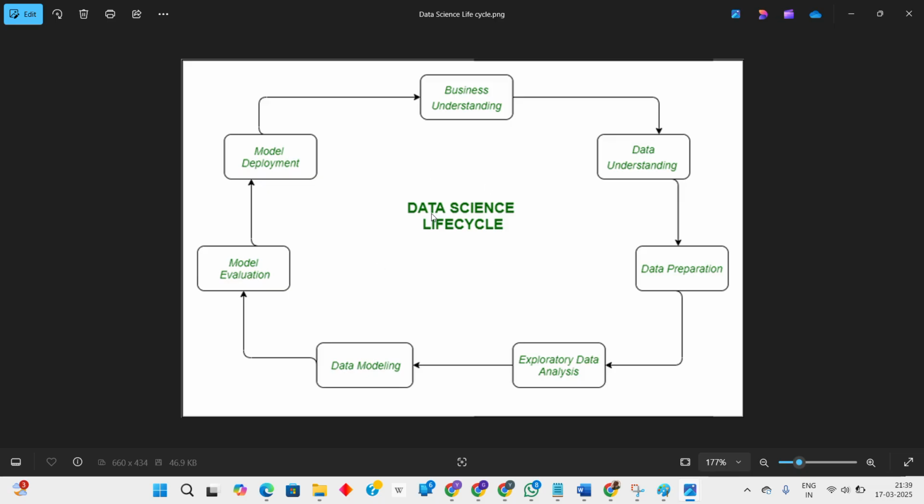Okay. So this is the data science life cycle. If you want to do an end-to-end data science project, then what is the life cycle or what is the procedure? Step one is to determine or understand the business problem statement. It is very important to understand the problem statement clearly. If you get the problem statement clearly, then we can go and work on data understanding.